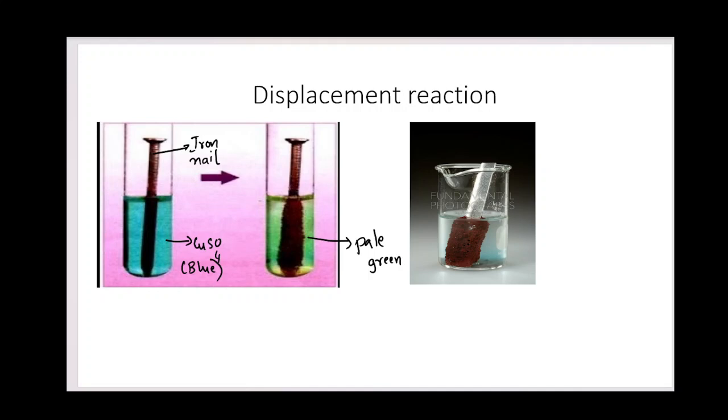Now what happens here? When copper sulfate reacts with the iron, this iron displaces copper and forms ferrous sulfate, and copper will be deposited on the iron nail. The brown color powder is nothing but copper, and the pale green color solution is nothing but ferrous sulfate. So this kind of reaction takes place here.